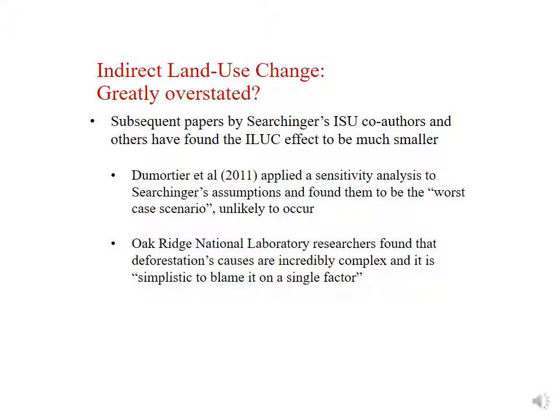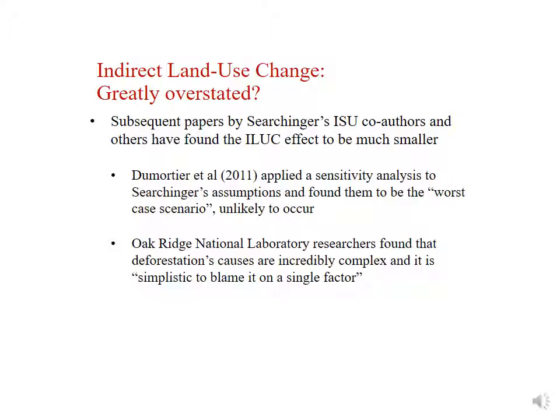They varied key assumptions in the analysis, and they found that even though the worst case scenario was possible, the chances of it were very unlikely. And the emissions estimated from Searchinger's paper probably were overestimating the emissions of biofuels.